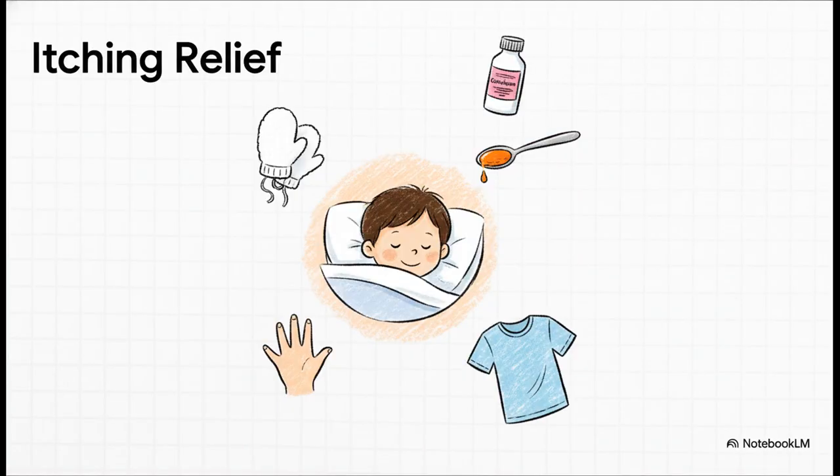The itch is often the most miserable part of chickenpox. So give the parent a whole toolkit of things they can do. Calamine lotion, maybe an antihistamine if it's appropriate for their age. Loose cotton clothes, keeping their nails short. These are simple, practical tips that can make a huge difference.